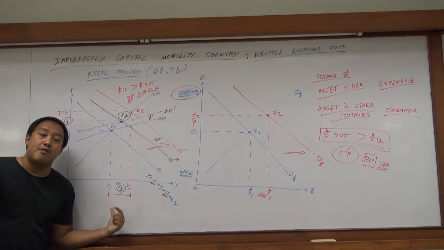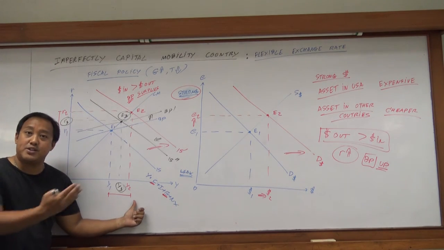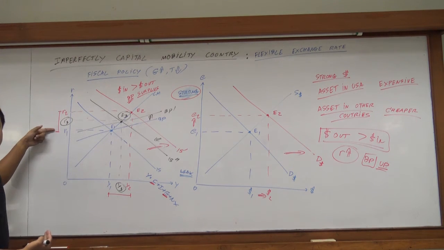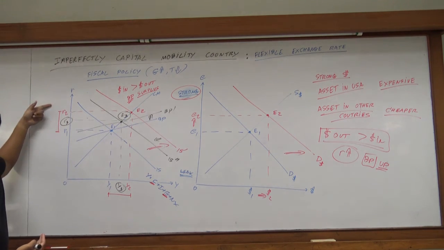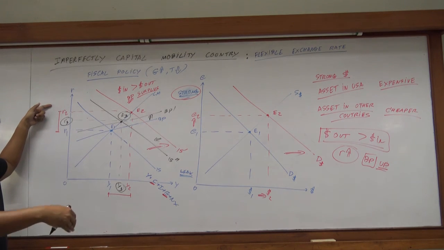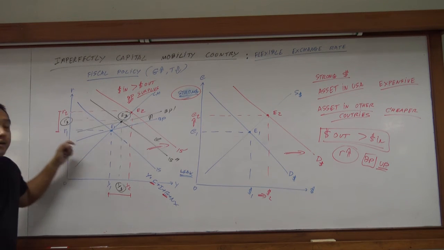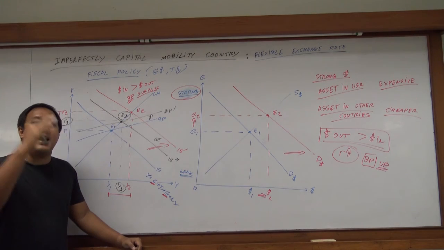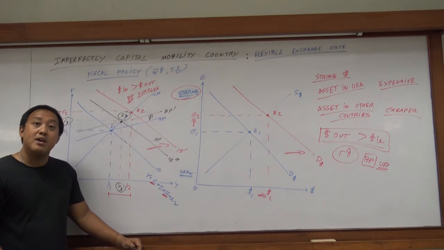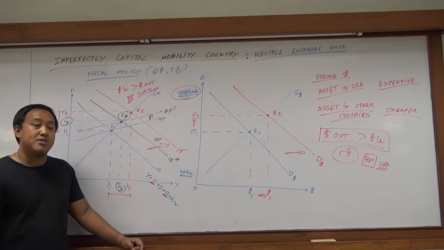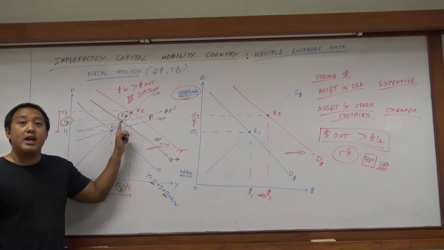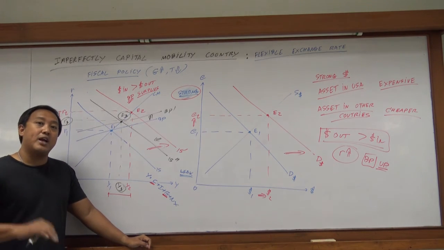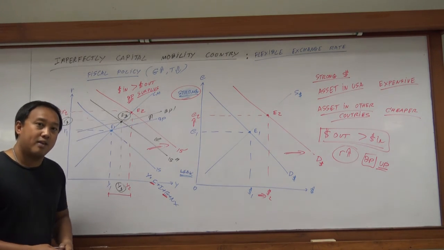GDP used to increase from Y1 to Y2, now it's going backward to the left a little bit to Y3. Real interest rate used to be increasing from R1 to R2, now it's going down a little bit to R3. The new equilibrium point E3 stays on the LM curve, the IS curve, and the BP curve at the same time. Three curves intersect each other at the same time. So at the new equilibrium point E3, you have balance of payments again. The money flow in equals the money flow out.